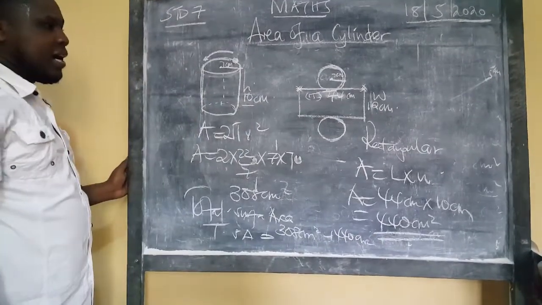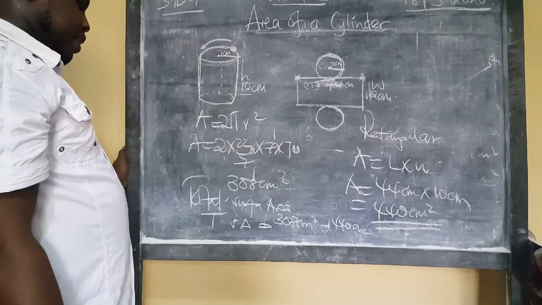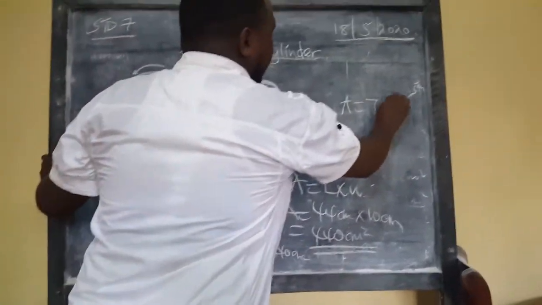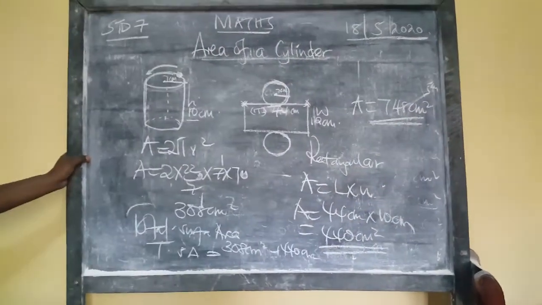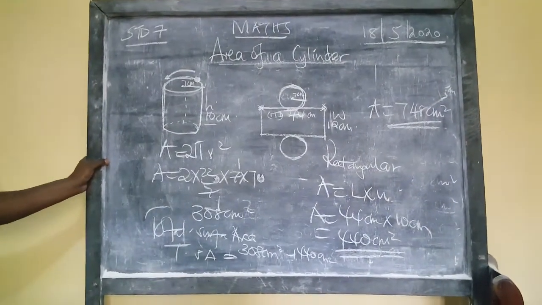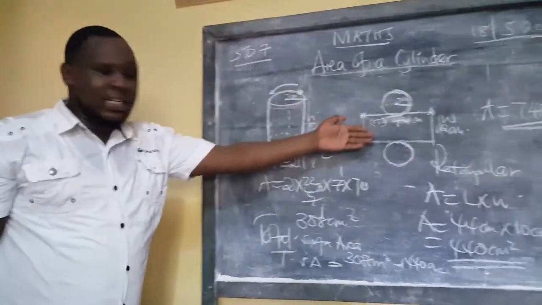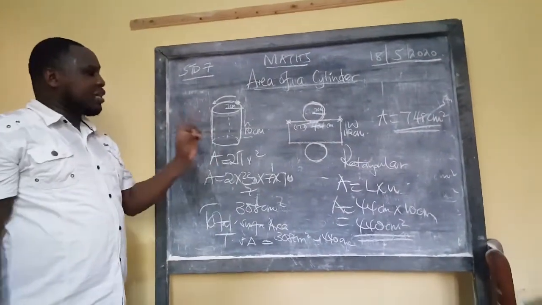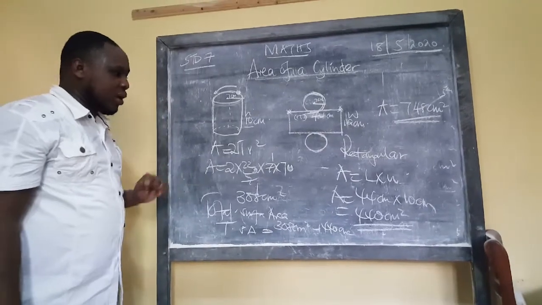And the total area for these two is going to be 748. So the total area is going to be 748 centimeters squared. Learner can be able to follow well and see where we started and where we are ending. So the area is going to be 748 centimeters squared. Let's do another question.